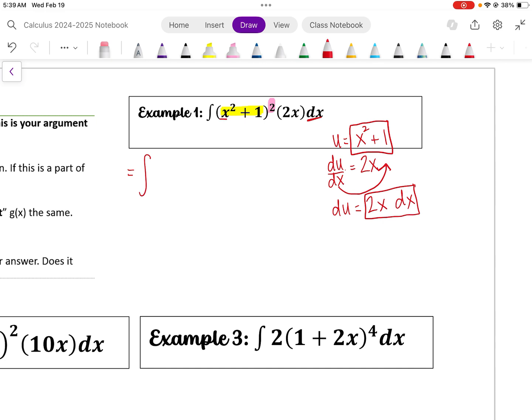So I'm going to replace x squared plus 1 with a u. And remember, there's a squared on the outside, so my u needs a squared on the outside as well. And then 2x dx, that is the equivalent to du. And so now I've really simplified this integrand, right? It is just a power rule function.